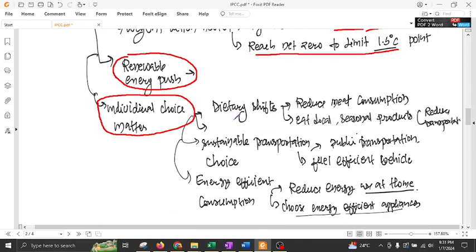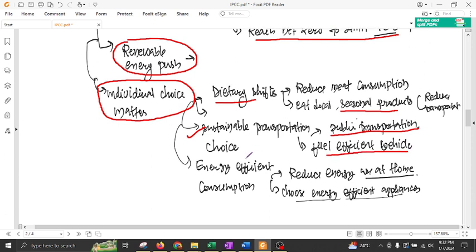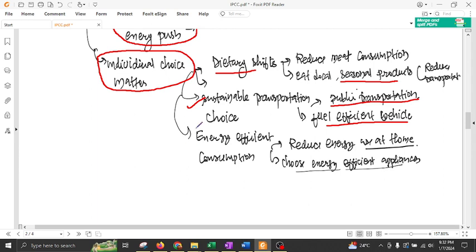So the report talks about dietary shift in order to reduce meat consumption, and eating local, so that transportation will be reduced, and emissions by transportation will also be reduced. Then there's sustainable transportation choice, that the public should utilize public transportation and use fuel efficient vehicles. Third is, we have to ensure that we use less energy at home, or whenever possible outside home, such as choosing energy efficient appliances such as ACs and fridges, which have the highest energy ratings.